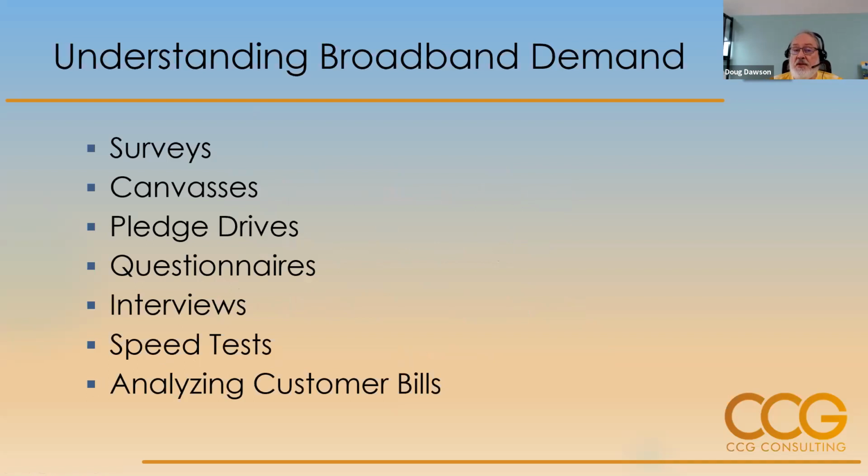There's different kinds of surveys. We're going to talk about canvases, which are a different kind of way of asking people what they want about broadband. We're going to talk about pledge drives, questionnaires, interviews, speed tests, and looking at customer bills. And each one of these steps helps you understand the community broadband demand. And as Bill said, it really does have two purposes. First, convincing the powers that be in the county that people really want broadband, and also then finding a partner. What we find, which is really important for all this, is that counties vary widely. We don't see the same results everywhere.